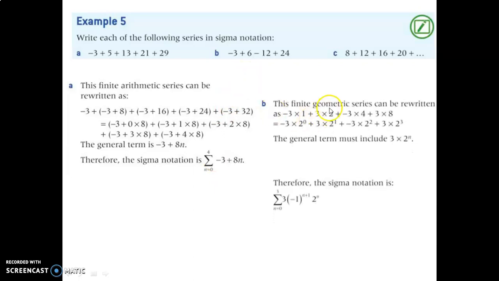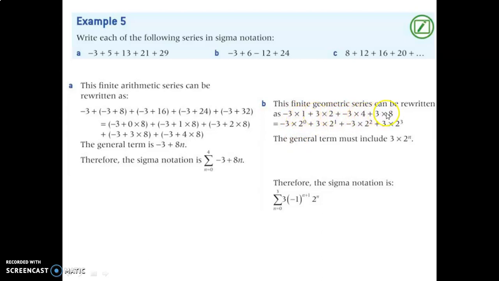All right, in B, we have a geometric series, and we can see this is the same as negative 3 times 1, and this one here is 3 times 2, and this one here is negative 3 times 4, and then 3 times 8. So it's written out there, and now you can see it's negative 3, 3, negative 3, 3. So it alternates between negatives, so we'll have to do that in a second, but also we have this number here, 1, 2, 4, 8. So you have to think about how am I going to create 1, 2, 4, 8?